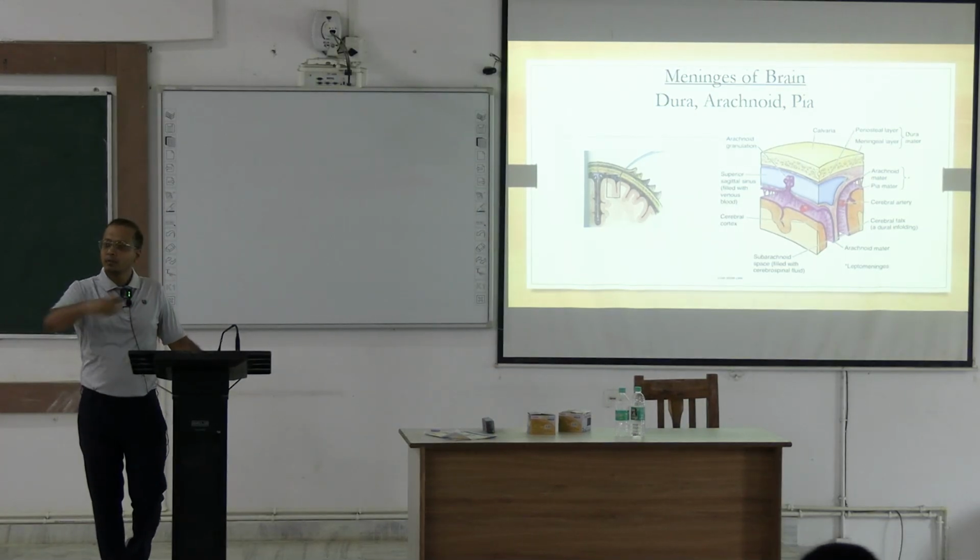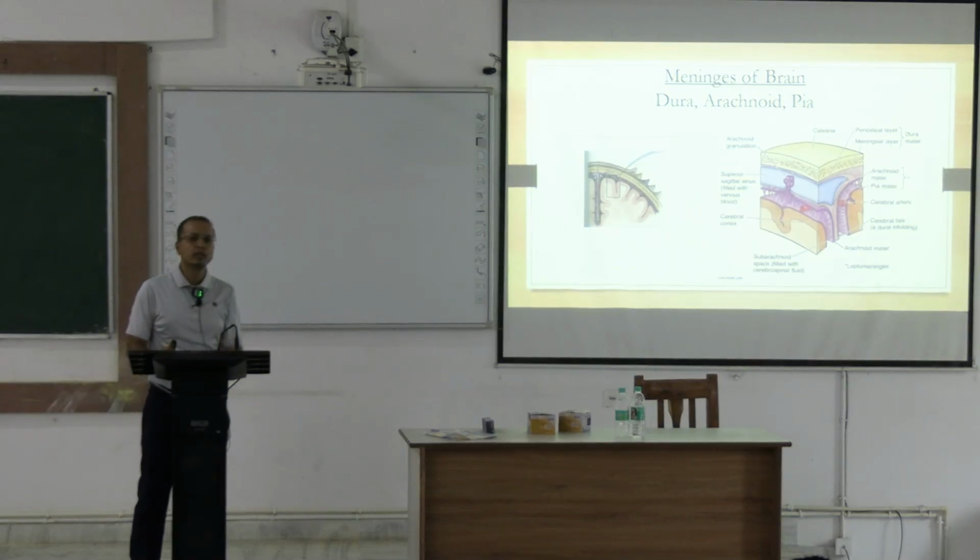It has a cerebrum and it has this part, the spinal cord. In between them we have the cerebellum and the brain stem joining between them. So this is how the whole thing is covered.